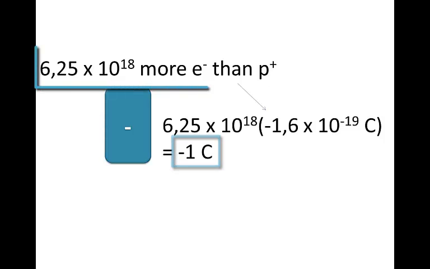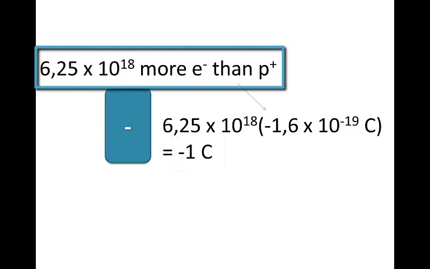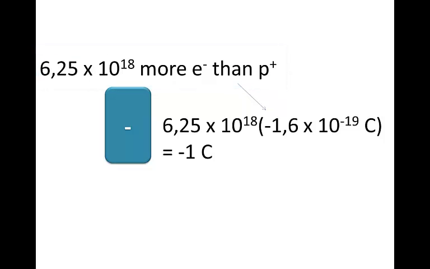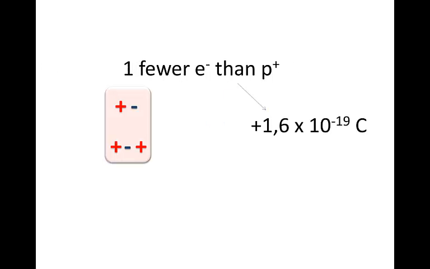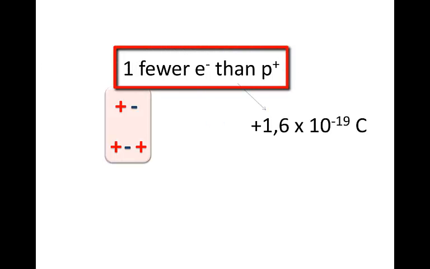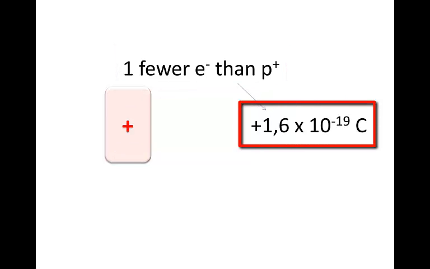So that's how much a charge of 1 coulomb or minus 1 coulomb is. It means that there are 6,25 times 10 to the power 18 more electrons than protons. And if we have double that many more electrons than protons, well then that object has a charge of minus 2 coulombs, and so on. Of course, objects can also be positively charged. If an object has only one electron fewer than its proton number, then it has a charge the same as an electron's charge, but now positive, not negative.